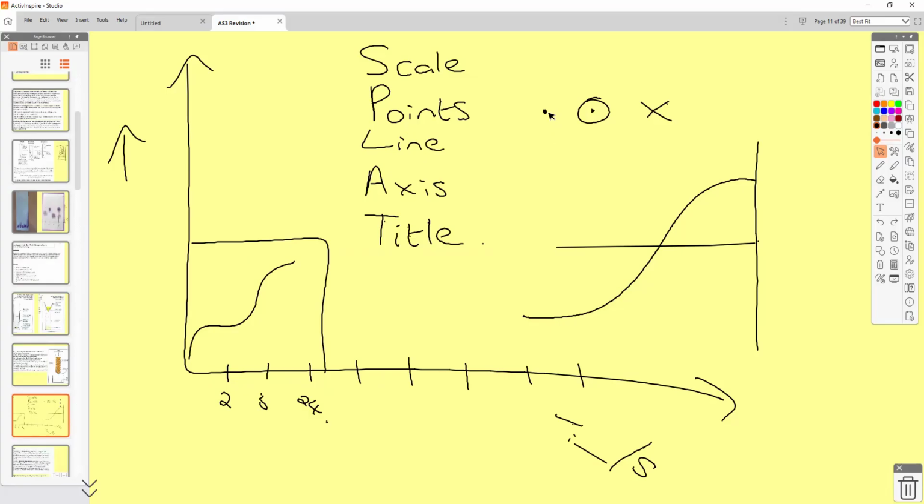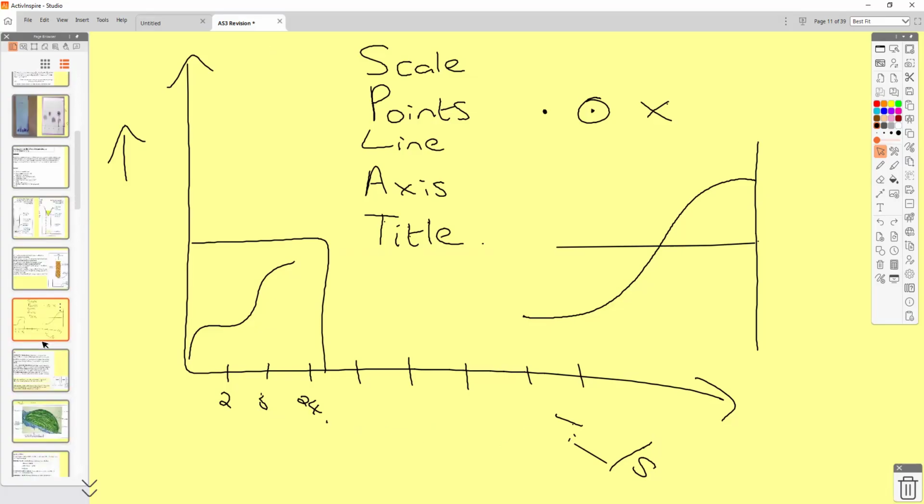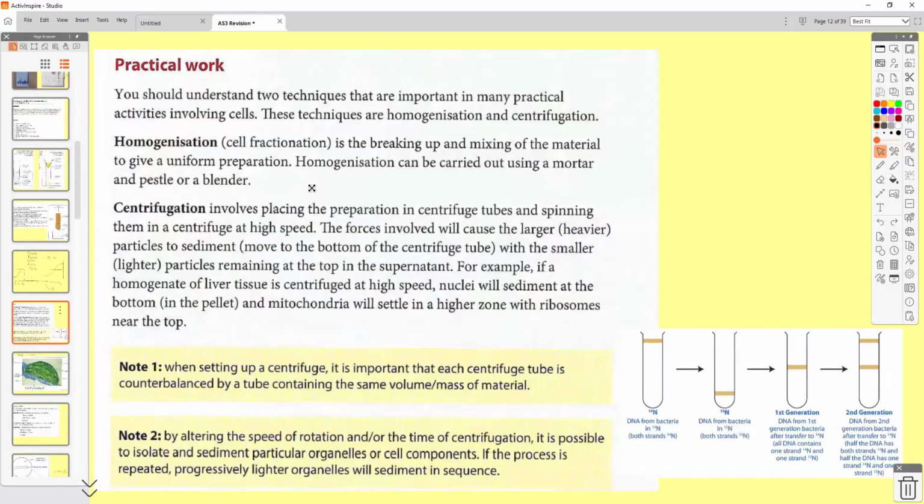The points you can plot as dots with a circle around, or X's. Line of best fit, generally with all except the osmosis experiment, is dot to dot. The osmosis one is the only one in which you would draw your line of best fit. Axes labeled. Make sure you label your axes with a / for the units. Don't put brackets, put a / and then the units. So it's a title to show generally what goes up the side against what goes along the bottom.